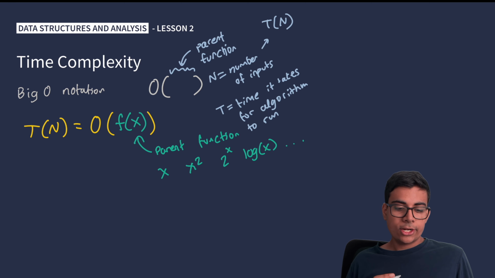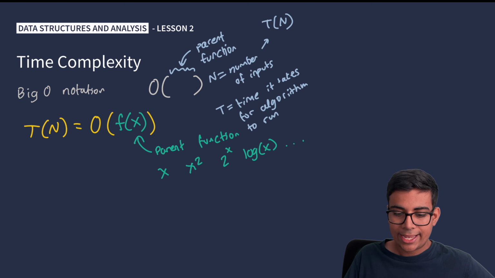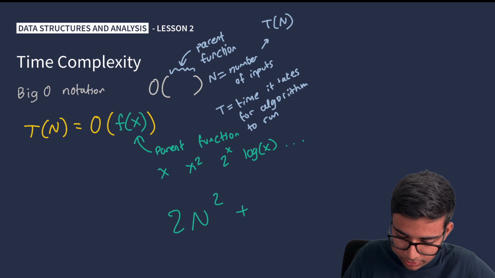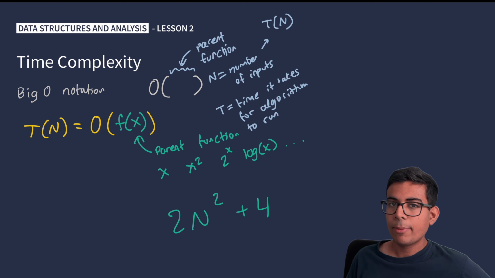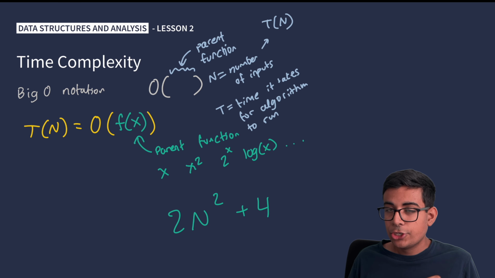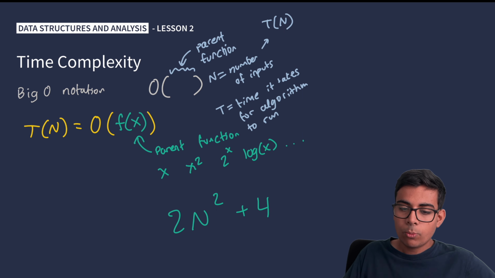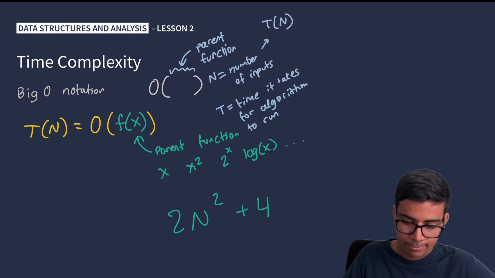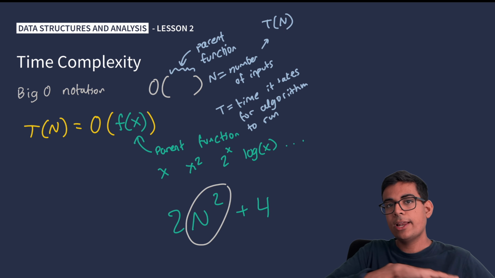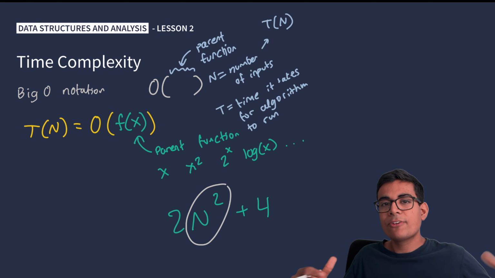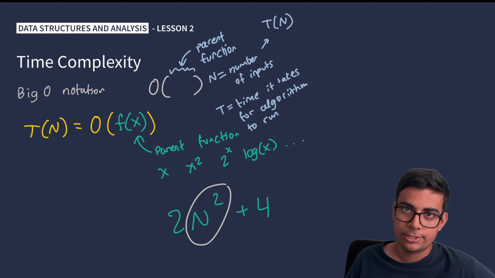So if you notice here, when we're describing this efficiency, we're not really caring too much about, for example, if the time it takes for the algorithm to run is like 2n squared plus 4. We don't really care about the specifics. We're not trying to calculate numerically exactly how much time it takes for an algorithm to run. Rather, we want to know the relationship between the number of inputs and the time it takes, which can be simplified and abstracted all the way down to the parent function.